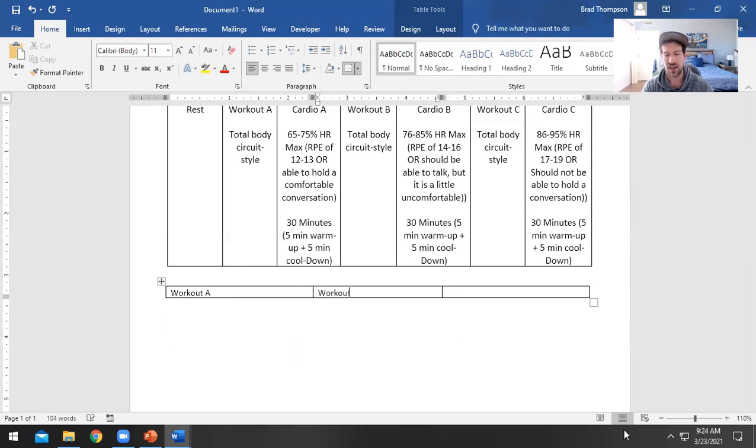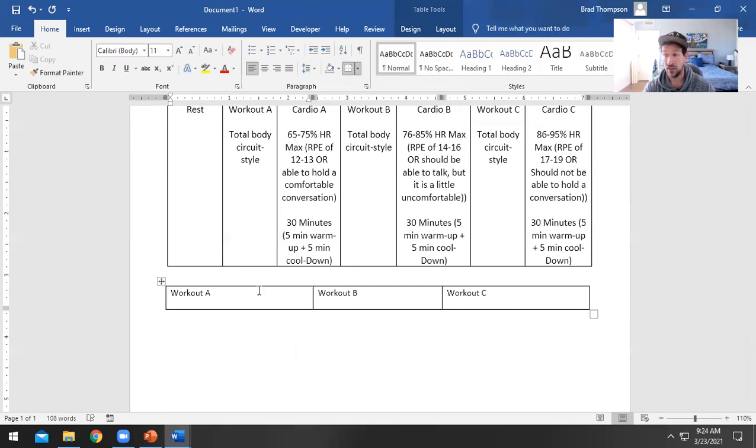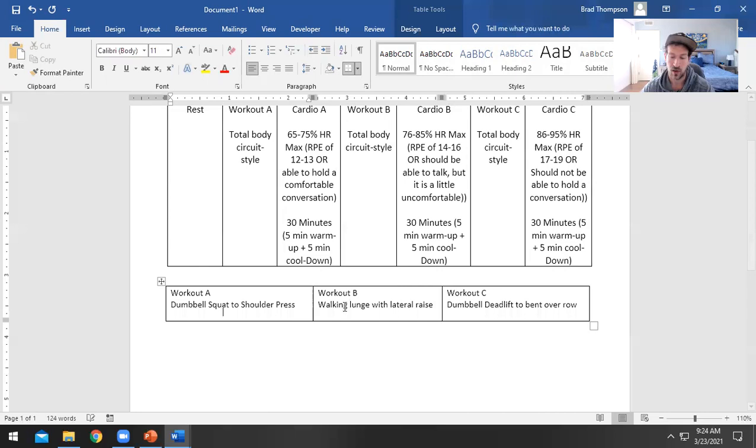All right, so here's our workout A, here's our workout B, and here's our workout C. We could keep this incredibly simple. Workout A could be a dumbbell squat to shoulder press. Workout B could be a walking lunge with lateral raise. And workout C could be a dumbbell deadlift to bent over row. So now we have a total body movement at the top of all of our exercises.